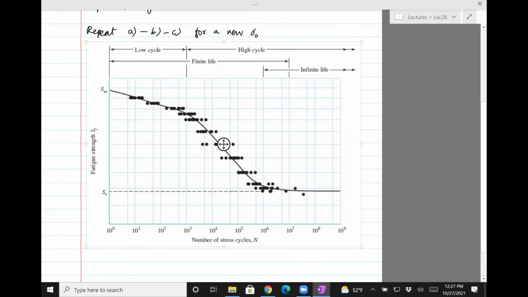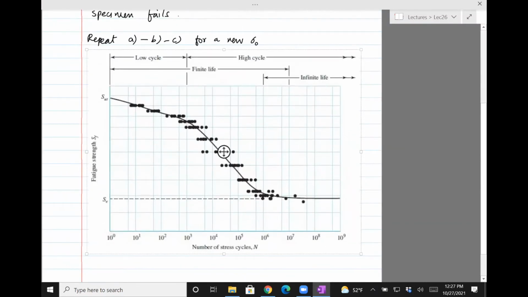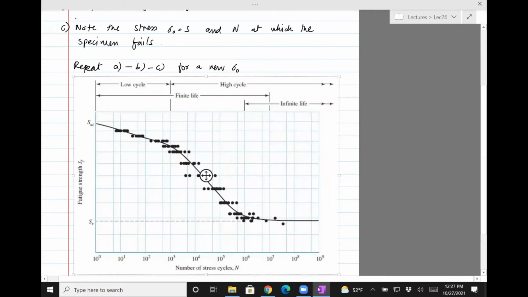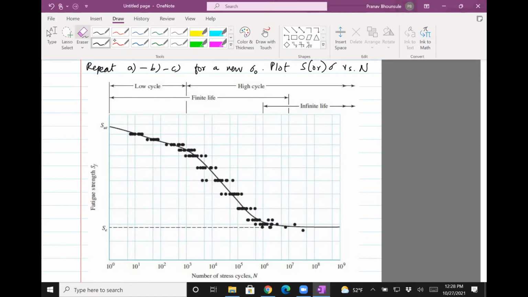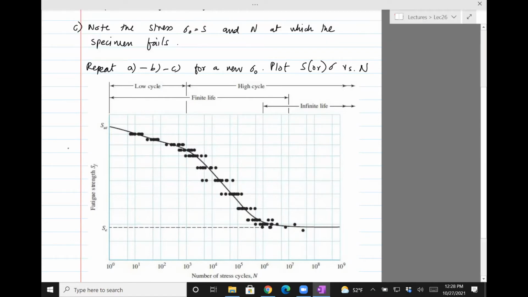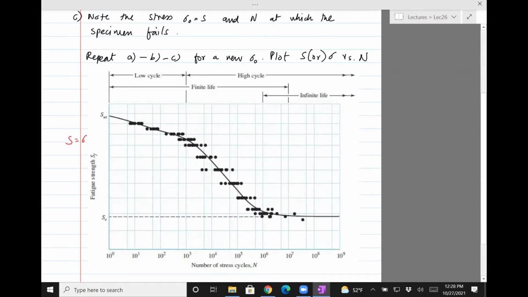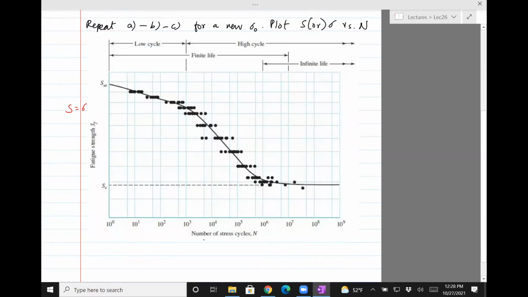Okay, so the final step which I should have done there is to make a plot of S, or sigma, versus N. On the y-axis, we have the strength or sigma, and this is the stress at which the material fails. And on the x-axis, the cycles.